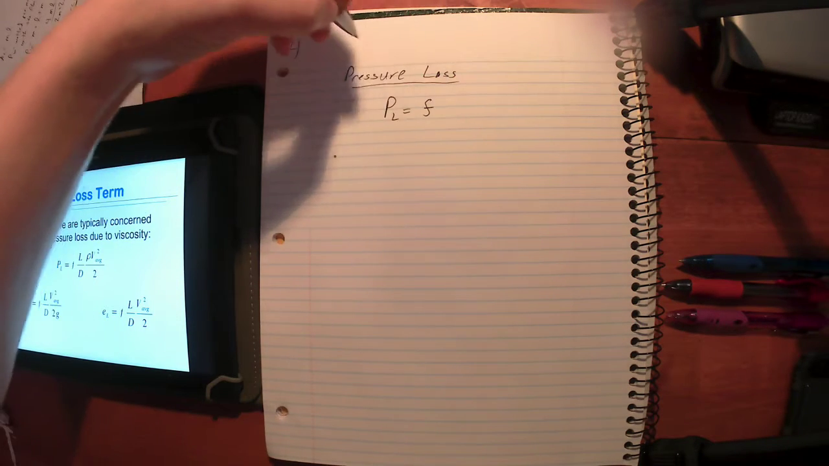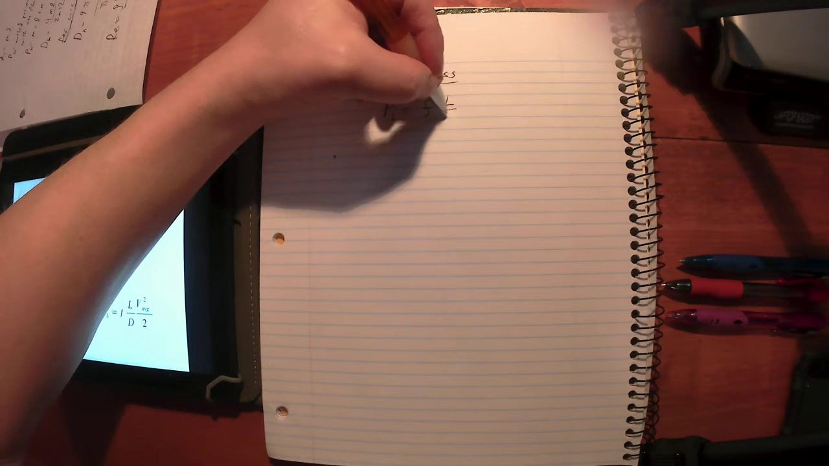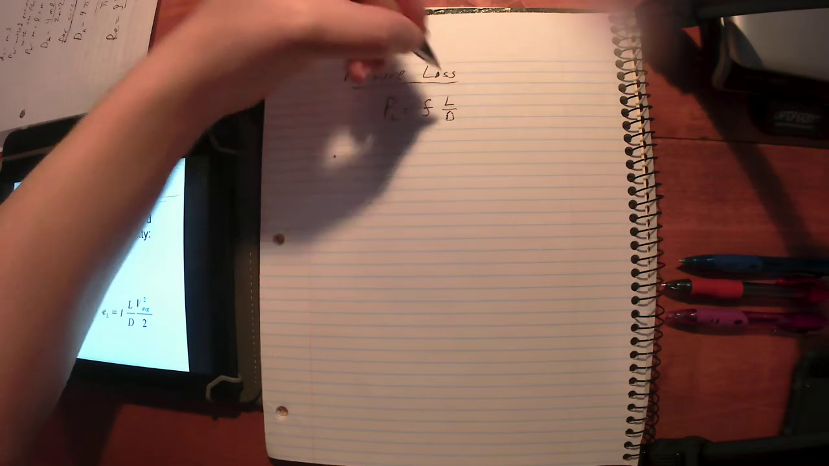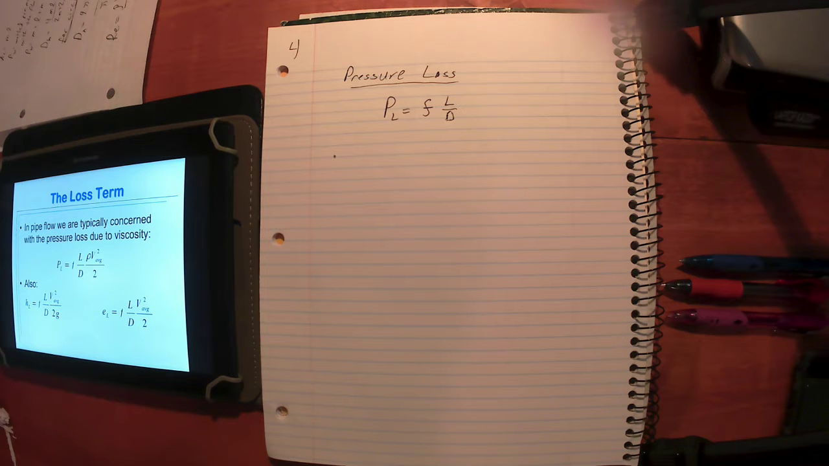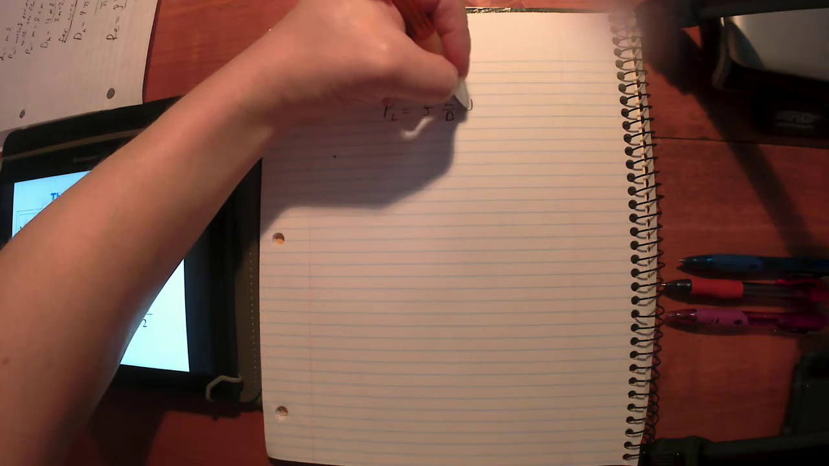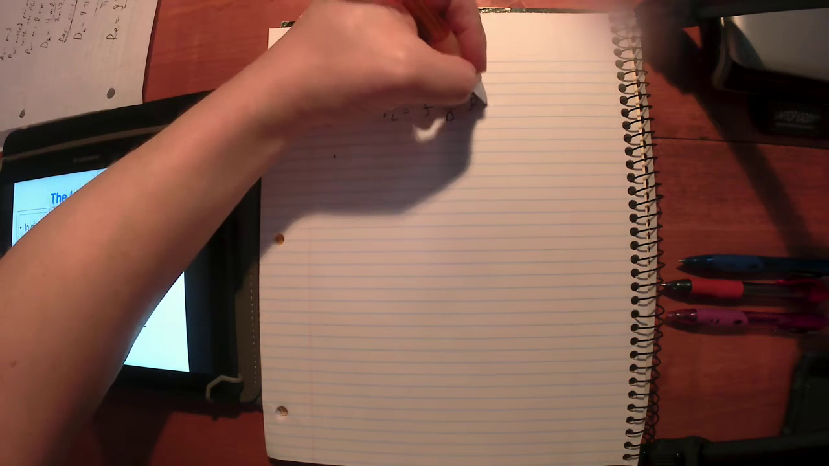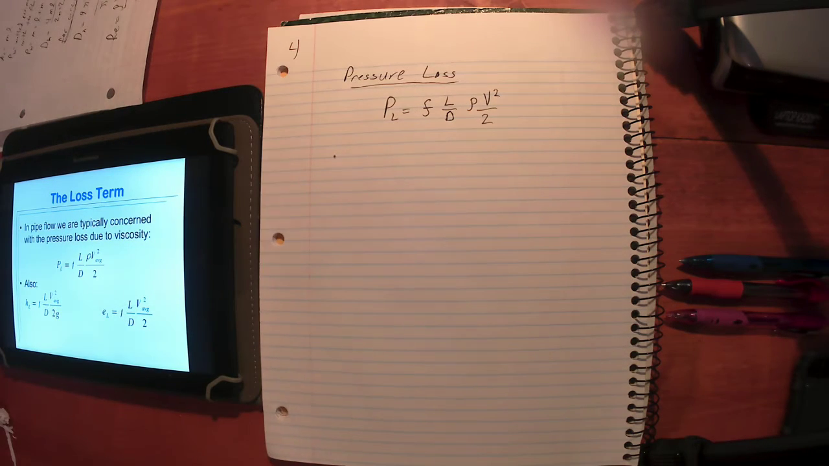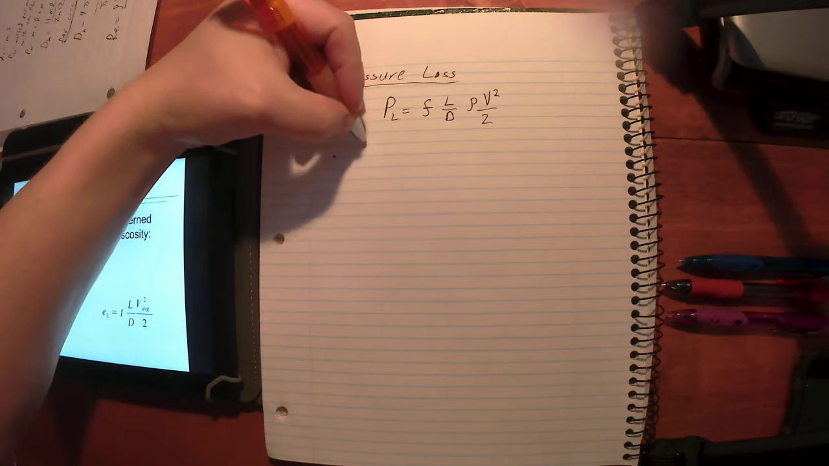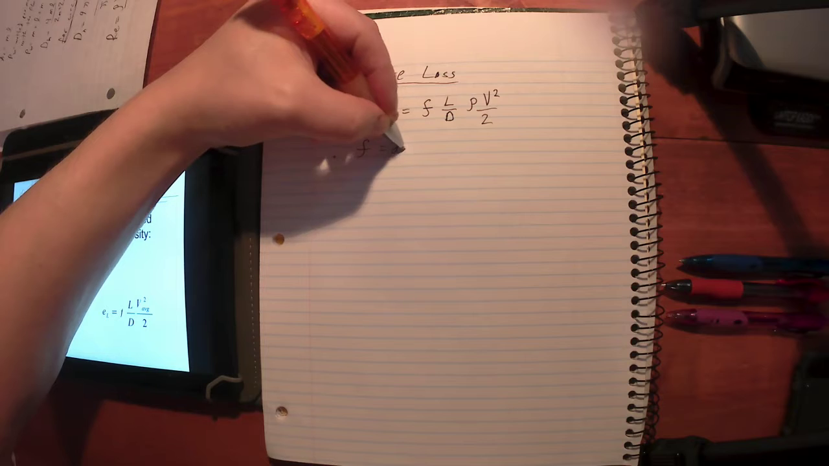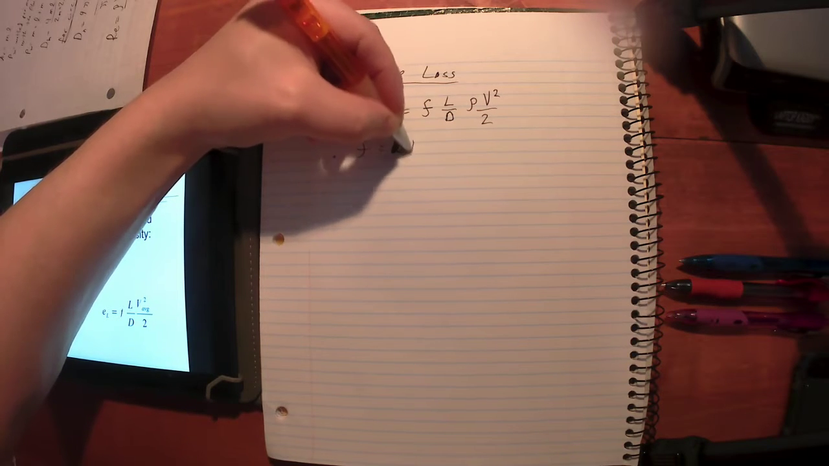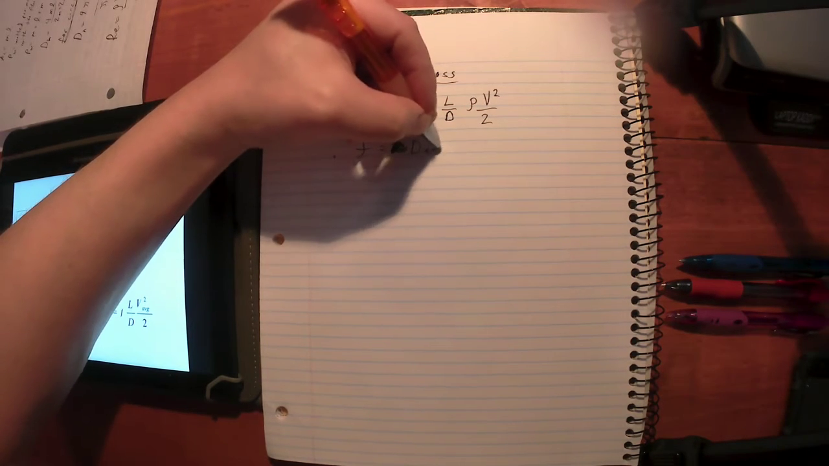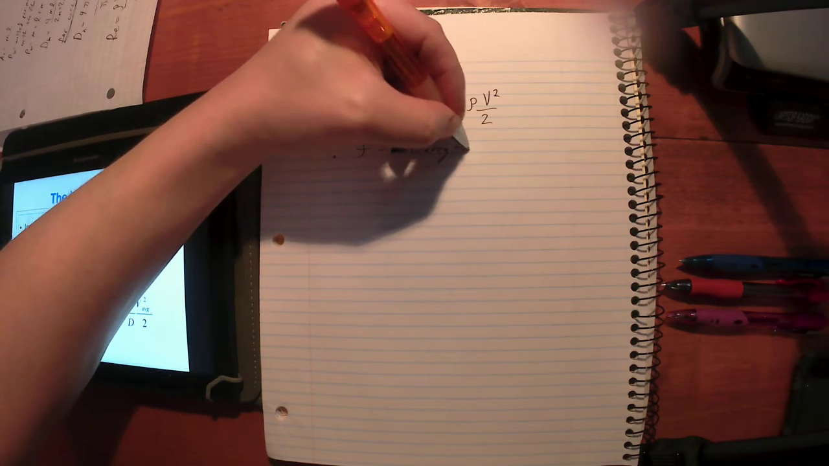So the Darcy friction factor times this quantity we call the relative length, that's the length of the pipe that we're flowing fluid through, divided by the diameter of the pipe, times the density of the fluid, and then the kinetic energy, the average speed squared divided by 2. Now again, this F value is named for an individual, so let's use capital D. This is the Darcy friction factor.